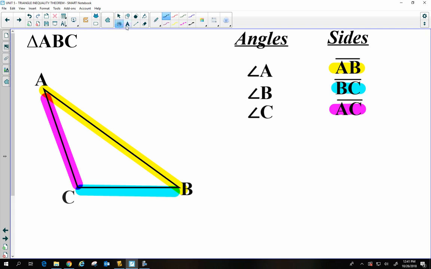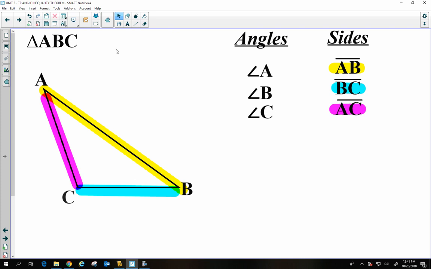When we want to name a triangle, we name it using the triangle symbol and then the three letters that represent the vertices of the triangle. So here, triangle ABC. And of course, every triangle has three sides and three angles. If we want to name those angles, we could just use the letter of the vertex. So this triangle has angle A, angle B, and angle C in it.